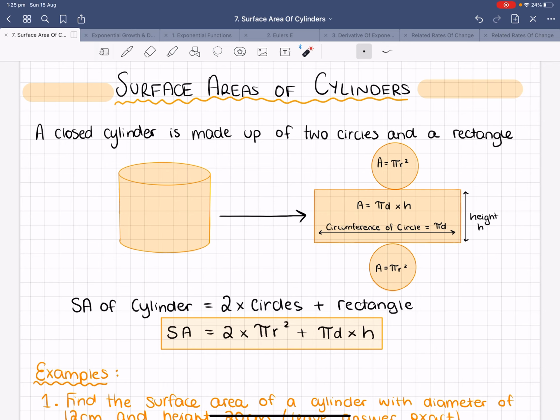Okay, so try not to stick to this as a formula, but try and think of, well, I've got two circles and a rectangle, so I need the area of two circles and a rectangle. That will help you remember it much easier.